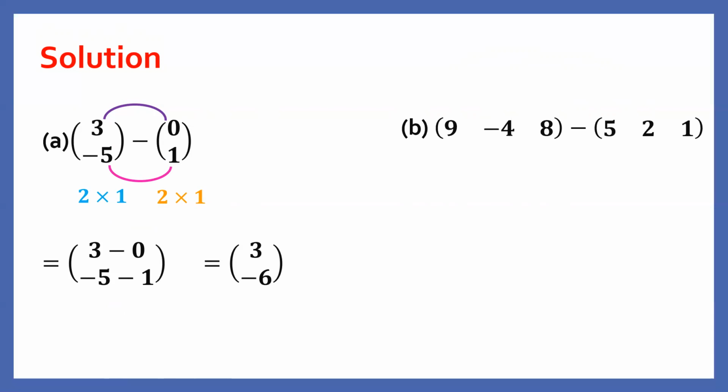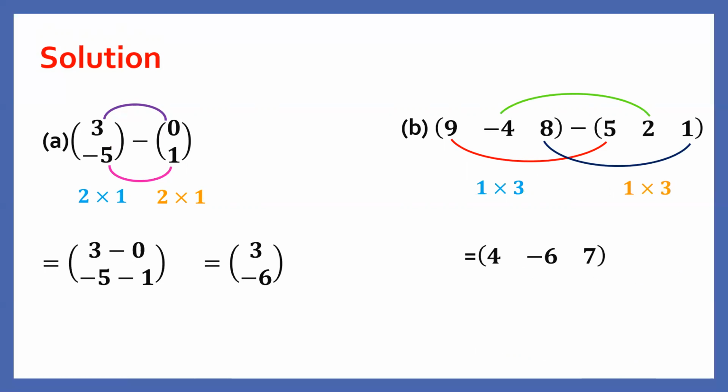Part B now. First, I need to check the order. So here you can see we have row matrix. Remember, row matrix has only one row. I have a 1 by 3, 1 by 3 for the second one. Same order, so we can subtract. 9 minus 5, -4 minus 2, and 8 minus 1. This will give us 4, -6, and 7.